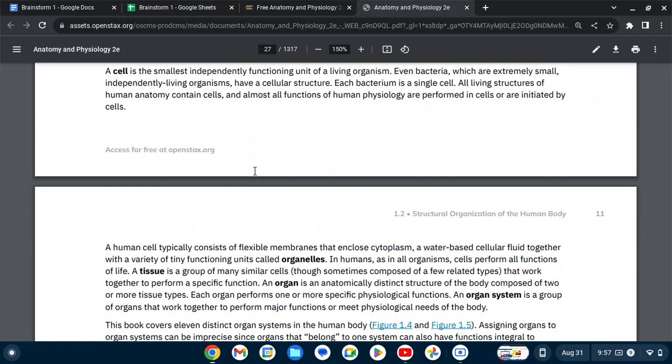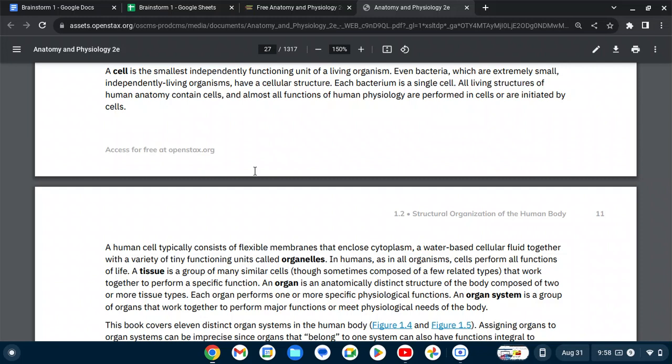All living structures of human anatomy contain cells, and almost all functions of human physiology are performed in cells or are initiated by cells. A human cell typically consists of flexible membranes that enclose cytoplasm, a water-based cellular fluid, together with a variety of tiny functioning units called organelles. In humans, as in all organisms, cells perform all functions of life. A tissue is a group of many similar cells that work together to perform a specific function.